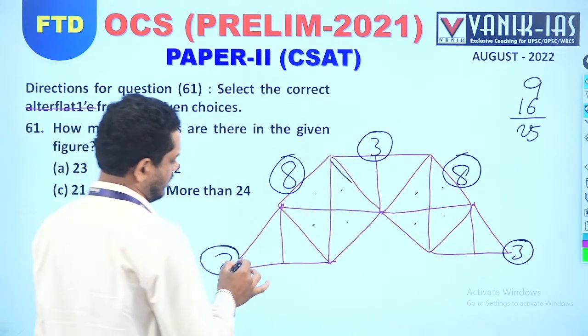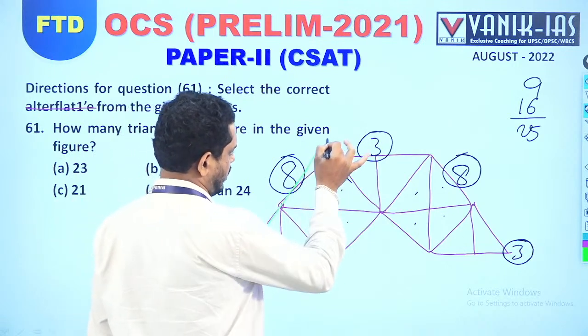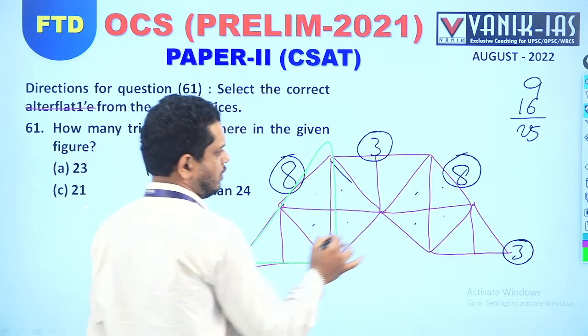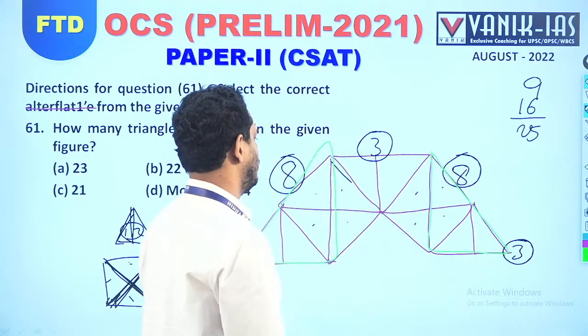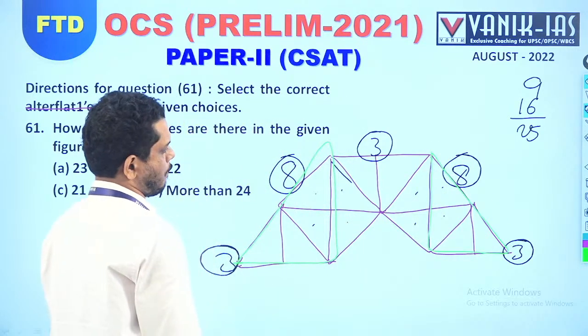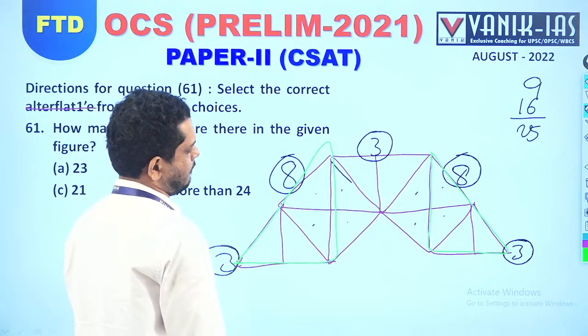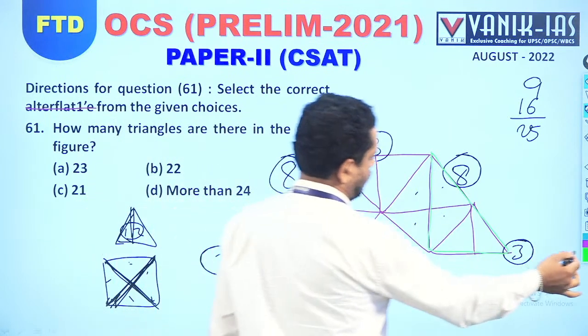You can see this one is 1, this one is 2, then we have some more.